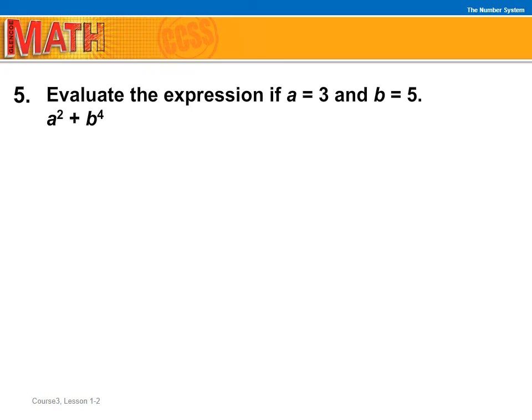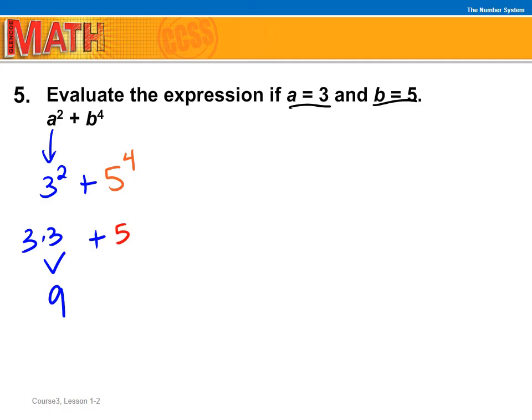For example number 5, we're going to evaluate the expression if A is equal to 3 and B is equal to 5. So what we're going to do is substitute A for 3. It's going to be 3 to the 2nd power, plus B is going to be replaced with the 5. That's to the 4th power. So let's work this out. 3 times 3, that we know is 9, plus 5 to the 4th power, or 5 times 5 times 5 times 5.